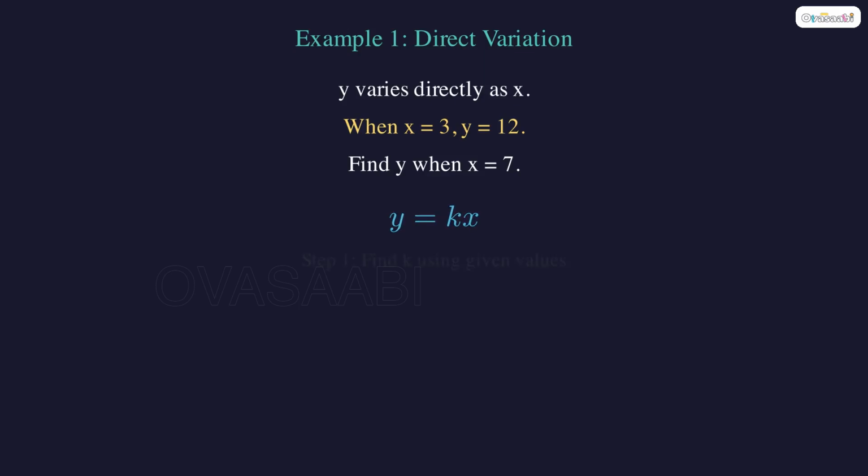Let's solve this step by step. Y varies directly as x means y equals kx. First we find k using the values given.